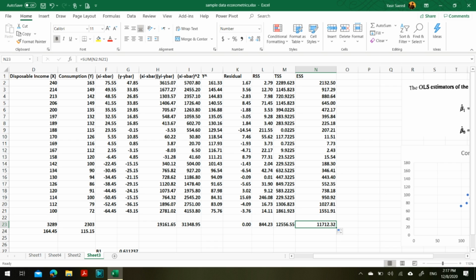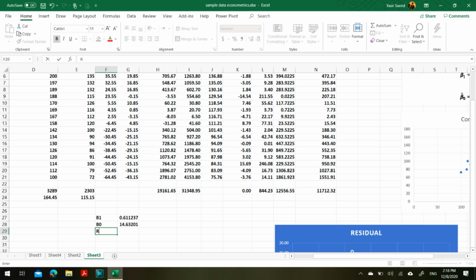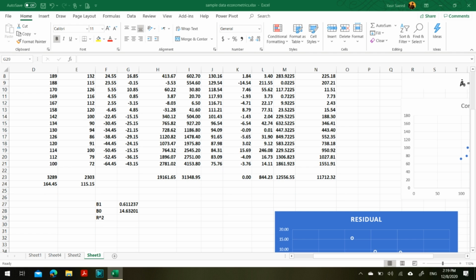Now we are able to find the value of r square, and basically r square can be calculated either by dividing explained sum of square over total sum of square, or by subtracting residual sum of square over total sum of square from 1. So both the formulas are correct. So let me do that. I want to calculate the value of r square, equal to explained sum of square divided by total sum of square.